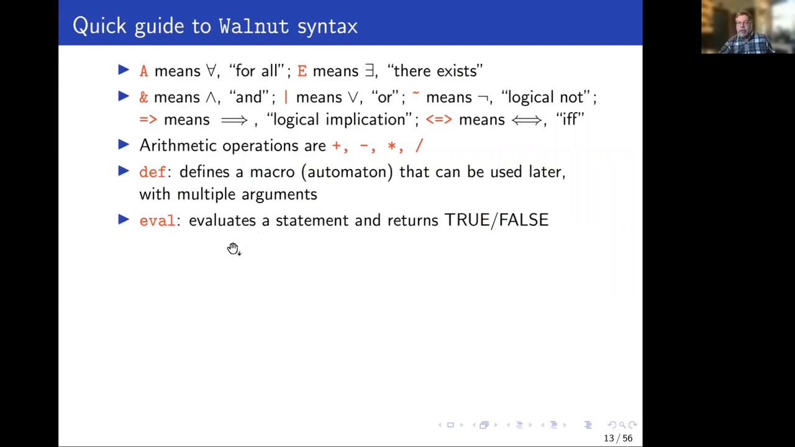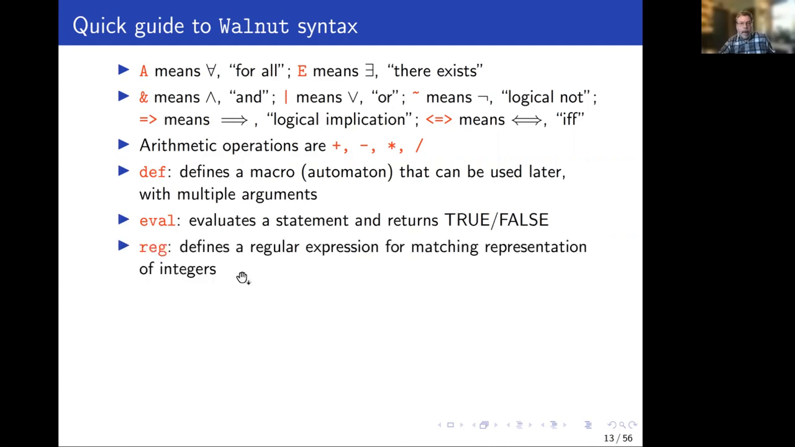Eval evaluates a statement and returns true or false. Reg defines a regular expression. So for example, in base 2, if I want to say this number is a power of 2, I can define a regular expression for the symbols that start with 1 and then have any number of zeros. And then if it matches that, the number is a power of 2. So I can make a formula that says n is a power of 2.